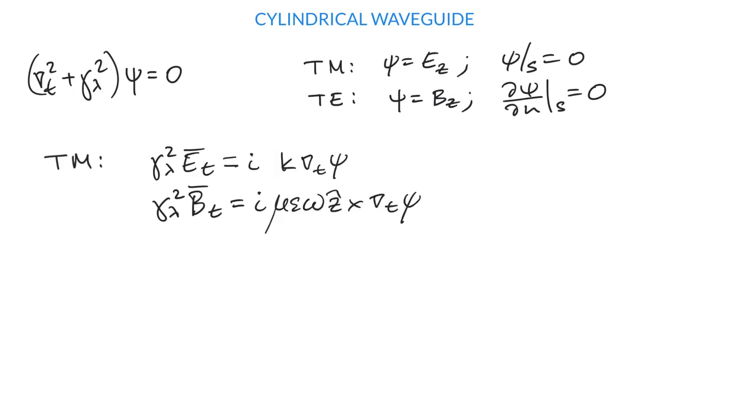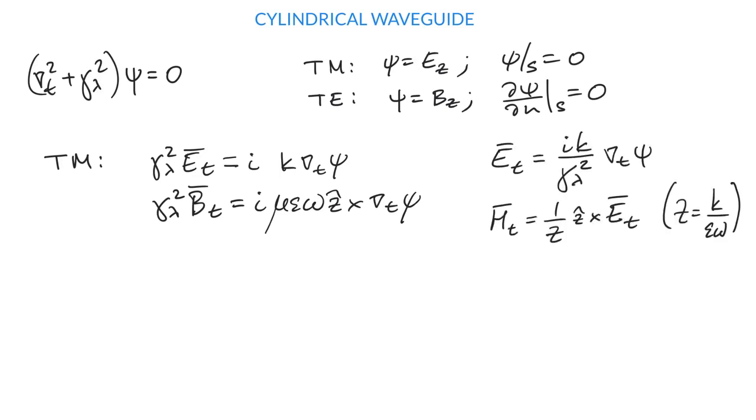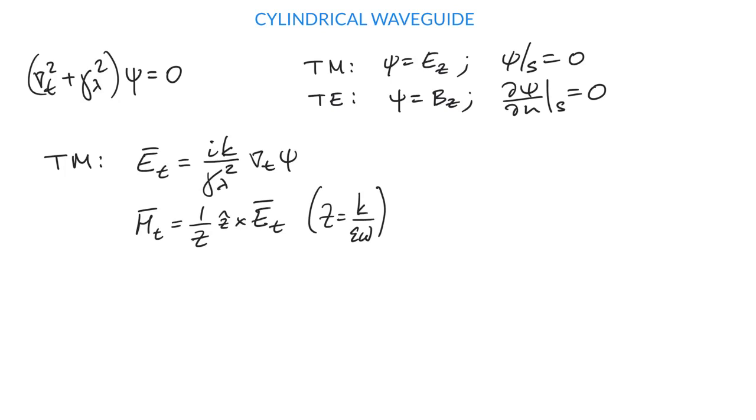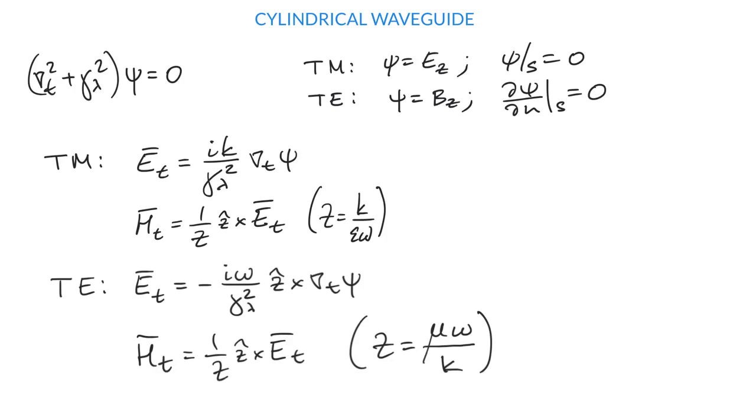We can rewrite these two expressions like this, where we have introduced the mode impedance denoted by capital Z. Note that the impedance depends on the frequency and not just on the eigenvalue. And for transverse electric modes, we can find rather similar expressions with a different definition of the impedance. The eigenvalues and eigenfunctions of the Laplacian, of course, depend on the shape of the waveguide's cross-section, and they need to be found separately in each particular case.